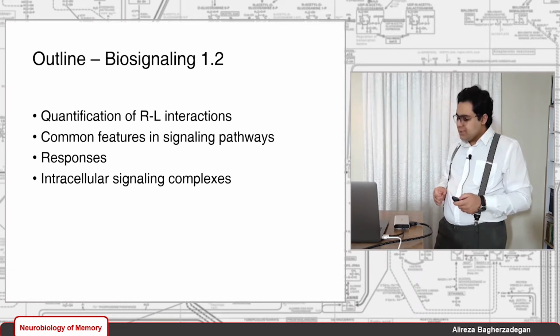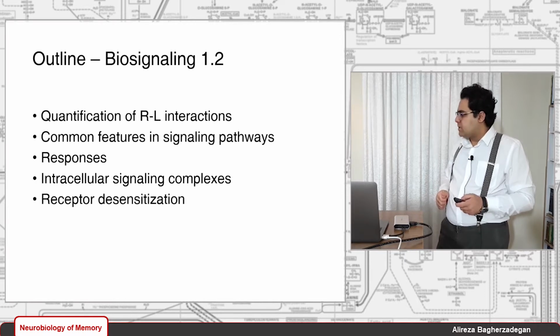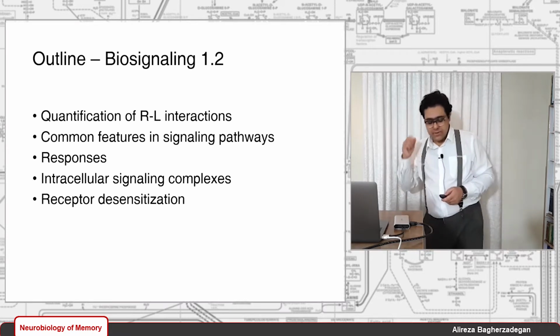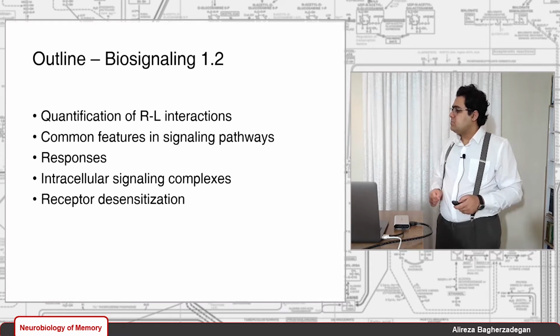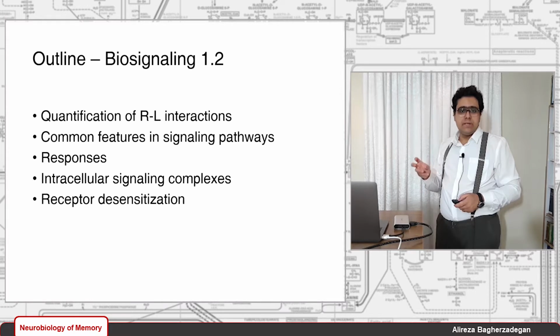Intracellular signaling complexes is the last thing that I'm going to talk about in this lecture. I'm going to define them. Receptor desensitization also, it's another thing. Types of receptor desensitization, and how a receptor is desensitized or is adapted to a signal.